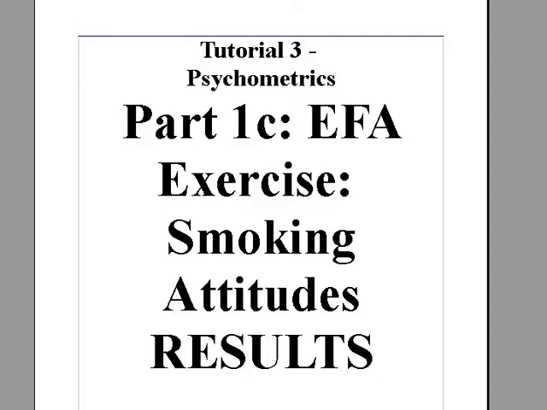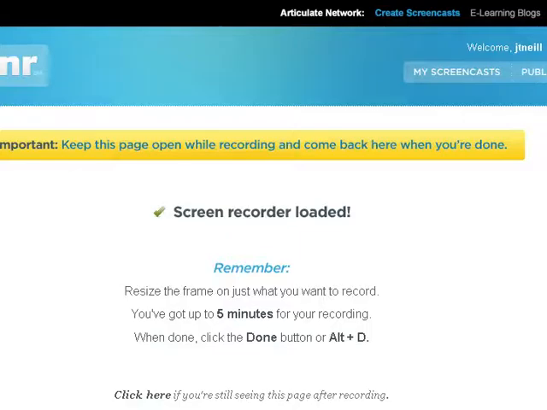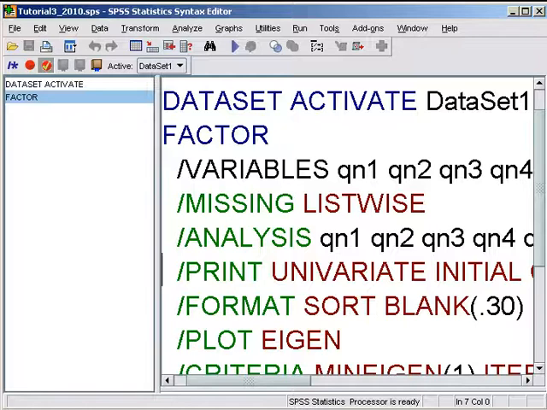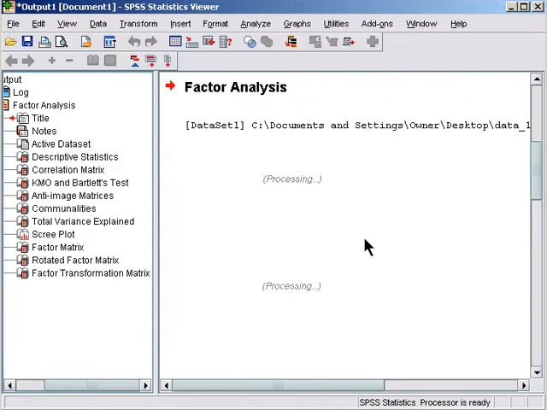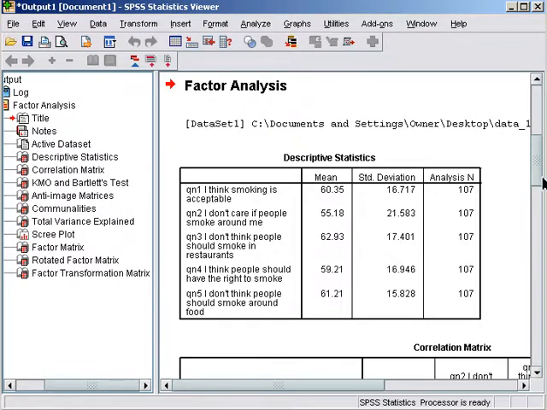We're now going to look at the results of our factor analysis of exercise smoking attitudes. So I've created my syntax. I can then click on the run button to run that syntax, and we'll now go through the results.